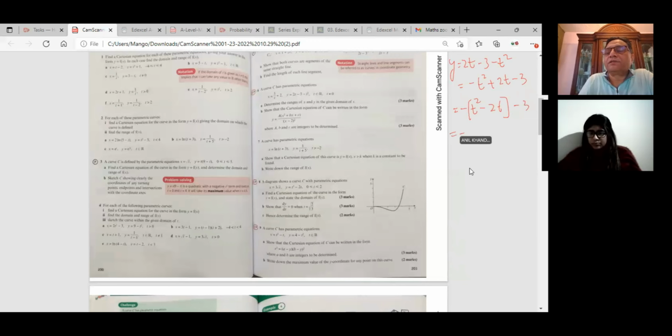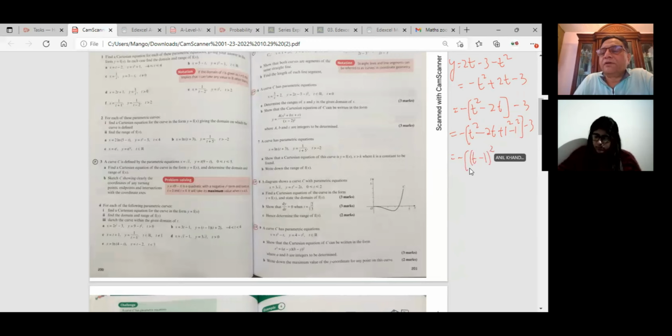Half of minus 2t is 1, so we'll add and subtract 1, right? Is this a complete square? Yes. To find the vertex, we could have found it directly using minus b by 2a, but let's do this. So minus, and we get t minus 1 whole squared, and there we have minus 1 minus 3. Let's open the bracket: minus t minus 1 whole squared, minus and minus becomes plus 1 minus 3. So we have minus t minus 1 whole squared minus 2.